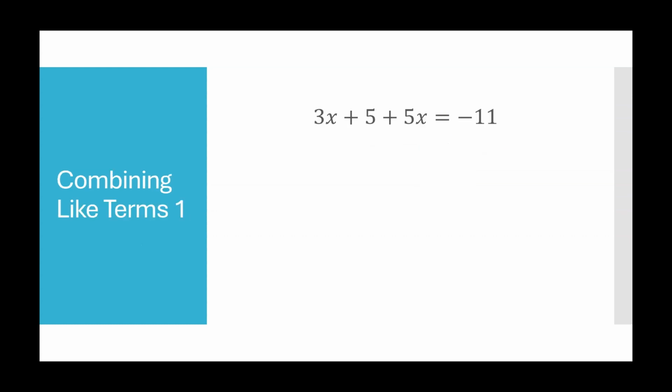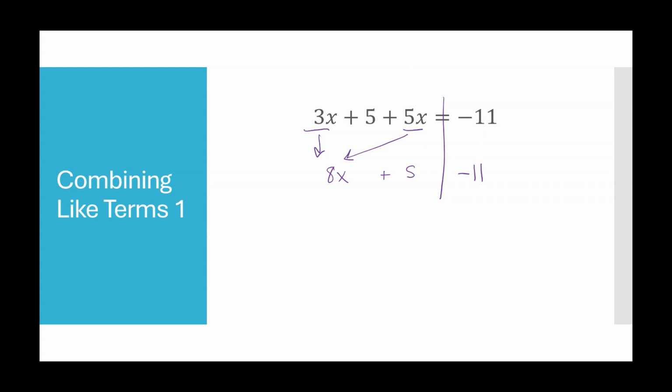But back here, that 3x and that 5x are on the same side of the equals. So I don't need to worry about doing the inverse or doing it on both sides. All I'm doing is smushing these together. 3x and 5x, 8x. I bring down my plus 5. I still have my negative 11.